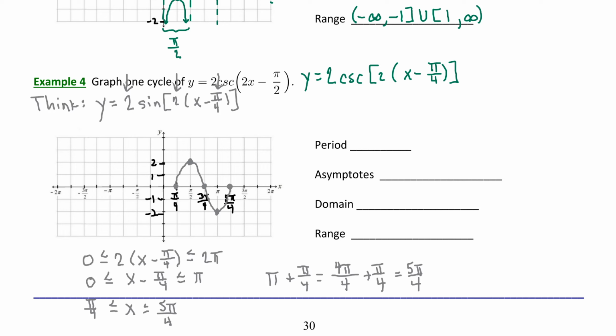Everywhere that sine has an x-intercept, cosecant is going to have a vertical asymptote. So the first vertical asymptote here occurs at x equals pi over 4. Then the next one occurs at 3 pi over 4. And then finally, for this graph, the last one occurs at 5 pi over 4. Notice the distance between any two asymptotes is half of our period, or pi over 2.